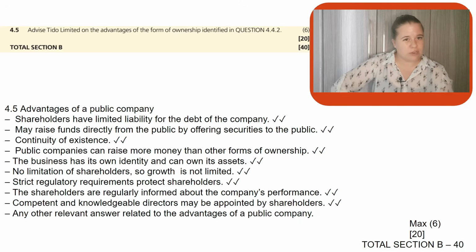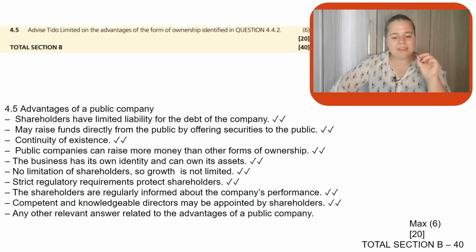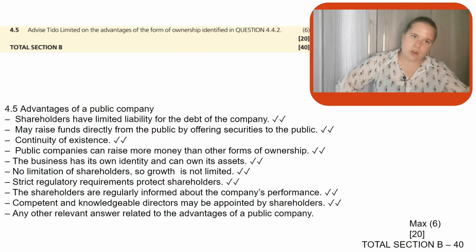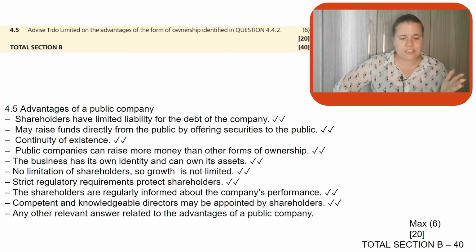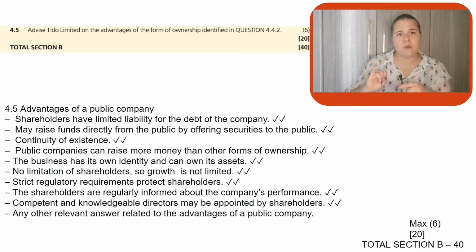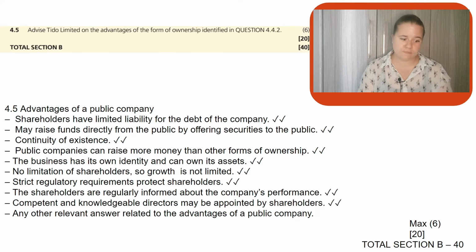Just be careful for that point number 3. It says continuity of existence. Now remember, those are kind of just keywords. So please try and remember full sentences. I know the marks were awarded here, but just be careful for these questions. You can say, a public company has continuity of existence. That's a full sentence. So now, for section B, there's a total of 40 marks because you've answered 20 marks and 20 marks. Whether you've done question 2, 3, or 4, you can pick the combo, which one that you have done and which one you prefer to do.